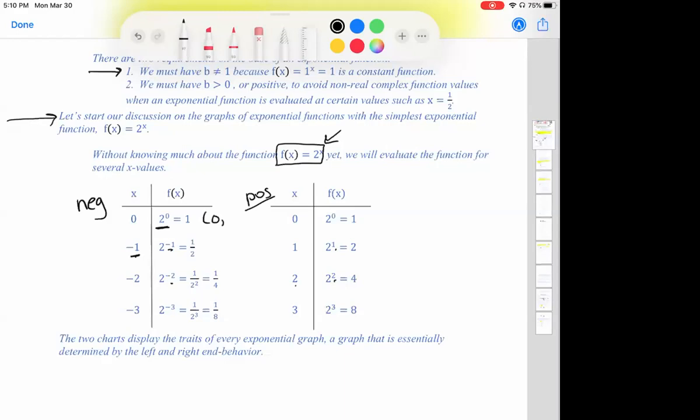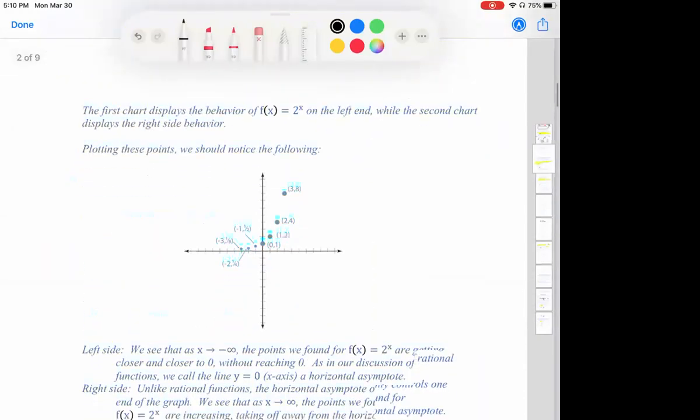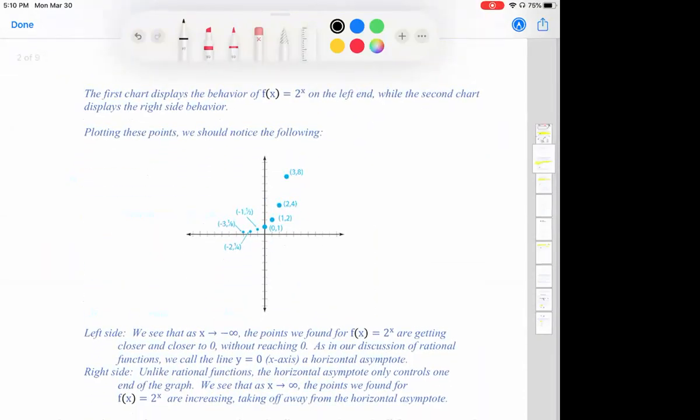And so what we have created is points, right? So we have points like (0, 1), (-1, 1/2), (-2, 1/4), (-3, 1/8). You already have that one there. It's just repeated. (1, 2), (2, 4), and plugging in a 3, we got an 8. So now we can go ahead and plot our points. And here are all the points we graphed. Now, if we wish to, we can go ahead and plot our function.